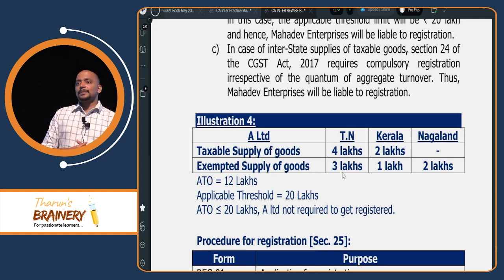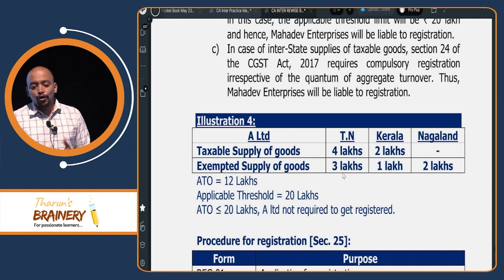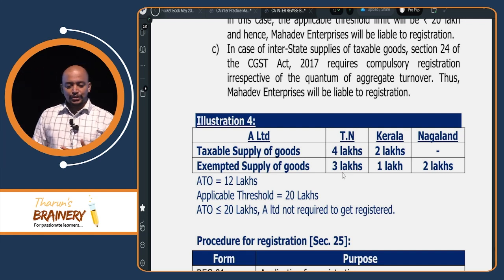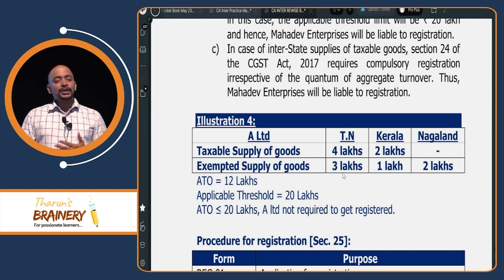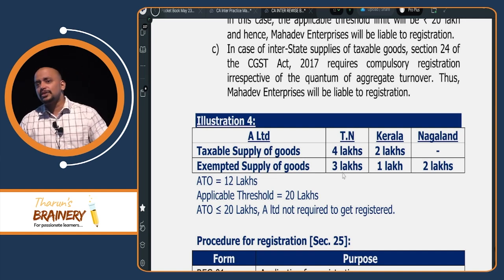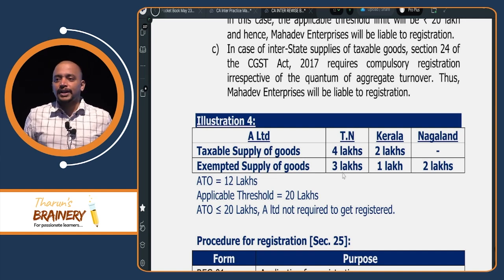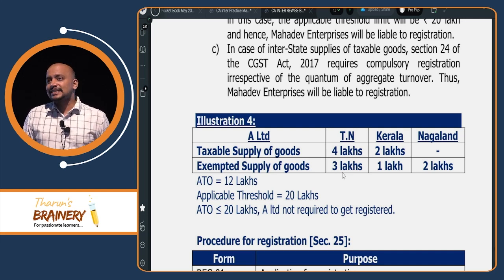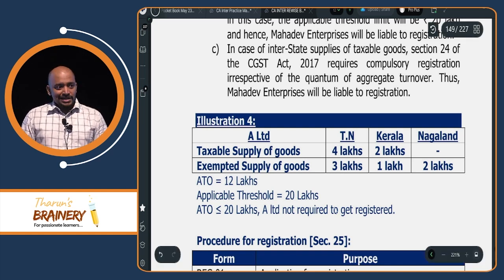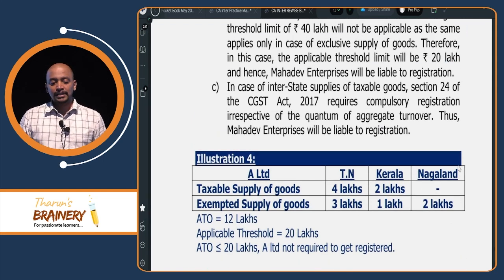So what is their applicable threshold limit? 20 lakhs. What is their aggregate turnover? 4 plus 2 plus 3 plus 1 plus 2, that is 12 lakhs, and it does not exceed 20 lakhs. Therefore, they are not required to get registered. Understood? Why are we not taking the 10 lakhs limit? So even though they are located in Nagaland, they are not making taxable supplies in Nagaland, that's why the 10 lakhs limit is not applicable.